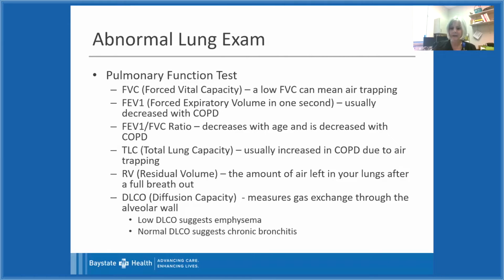This again goes along with the air trapping. This is the amount of air that's left in your lungs after you feel like you've emptied your lungs completely. If you have air trapping, the amount of air left in your lungs is going to be much higher than without air trapping. And then the DLCO is a measurement of how the oxygen passes through the wall of the air sac into the bloodstream. If we have a low diffusion capacity, it could suggest that you have emphysema. And if you have a normal DLCO, or diffusion capacity, it might suggest that you have chronic bronchitis. So again, this is another test that gives us lots of information about what's going on inside your lungs.